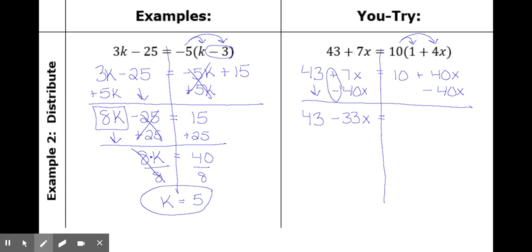On the right-hand side, I need to drop down the 10, and the 40x's were opposite, so they cancel. Two-step equation. I box off the variable. Outside of the box, I see a positive 43. How do I move the positive 43 to the other side of the equation? I subtract it. So I minus 43 from both sides.